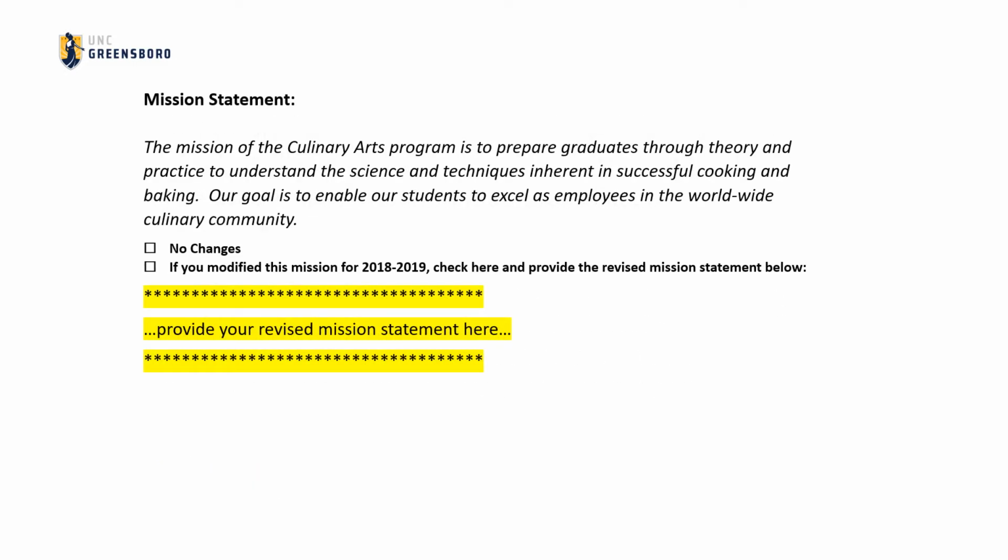First up is the mission statement section. Your unit's mission statement is the first item that may require attention. If the mission statement will remain in place as is, simply check the box next to no changes. If the mission of the unit has changed, check the box next to if you modified this mission and enter the revised mission in the editable text area that says provide your revised mission statement here.